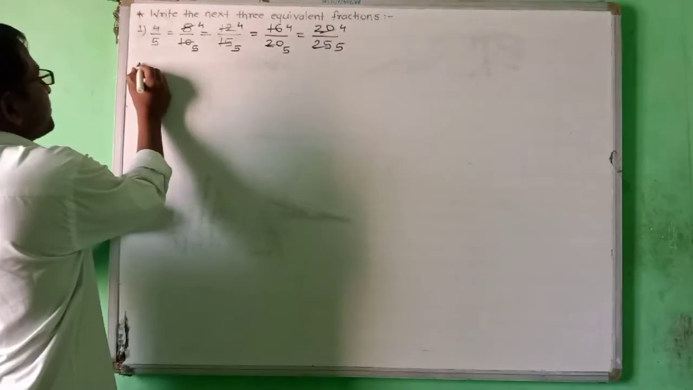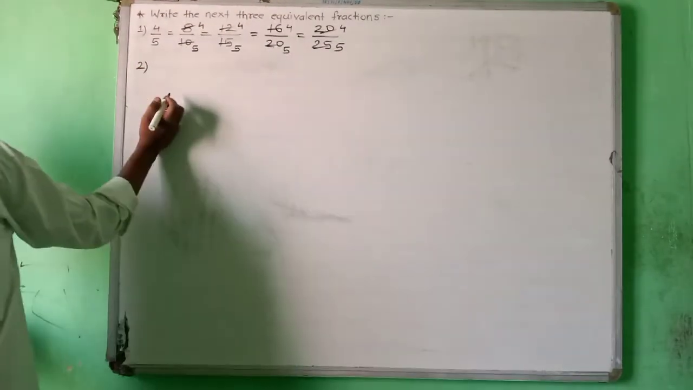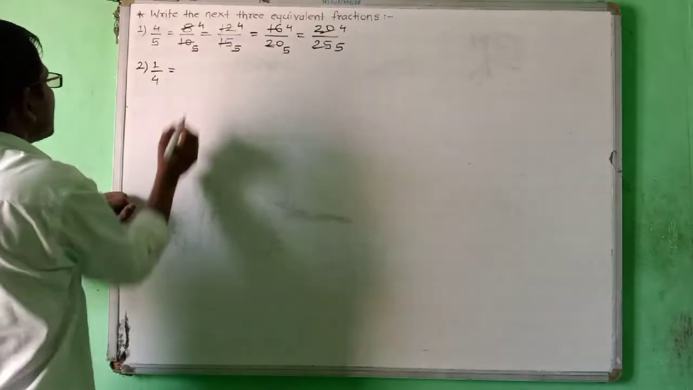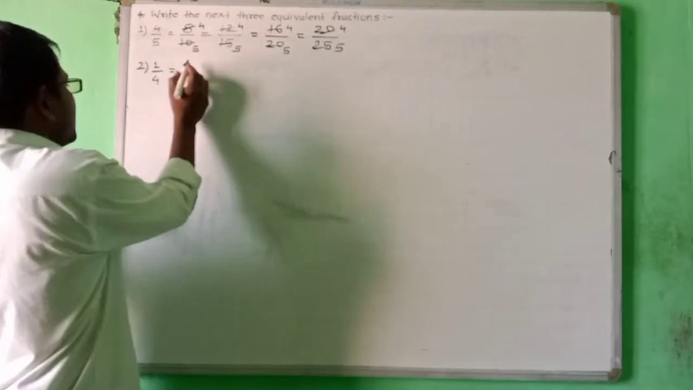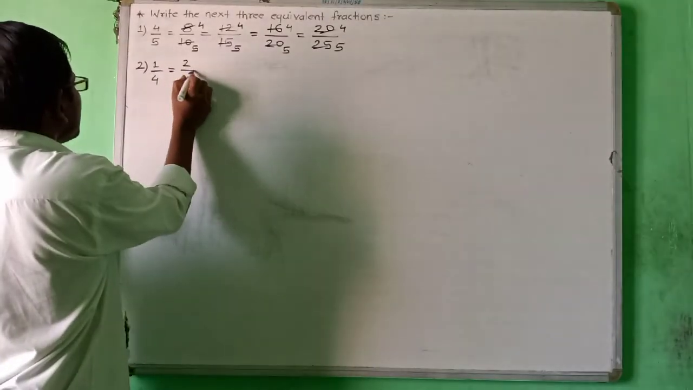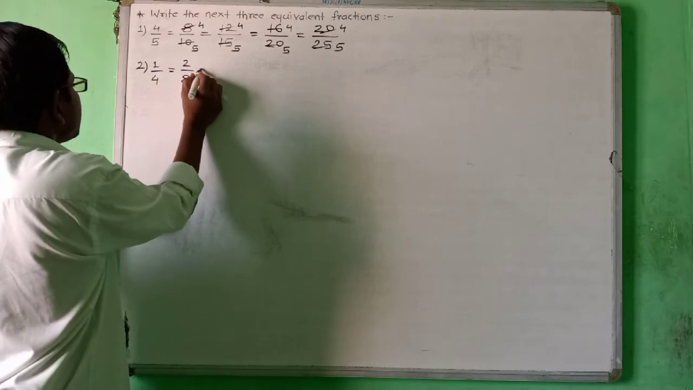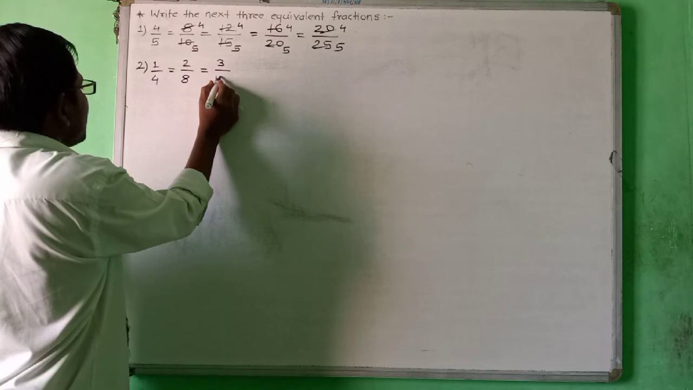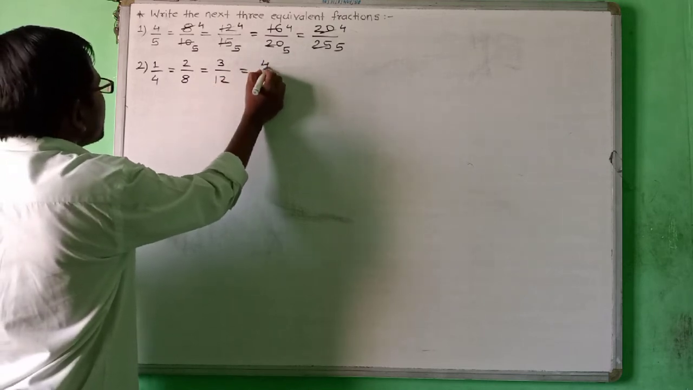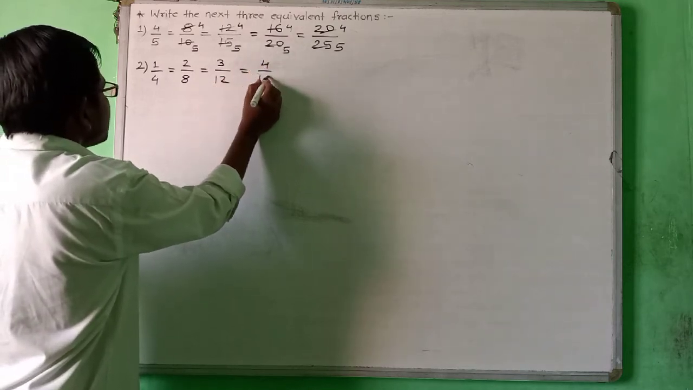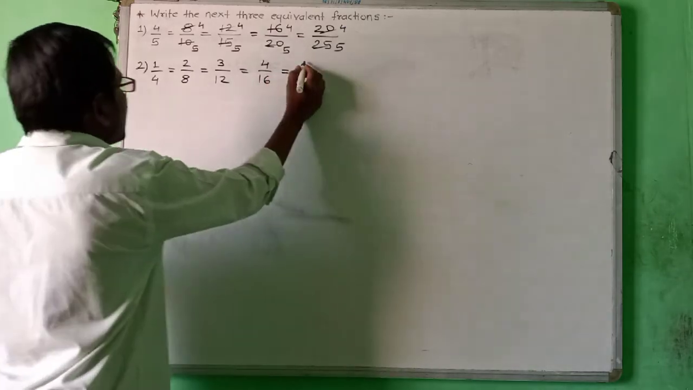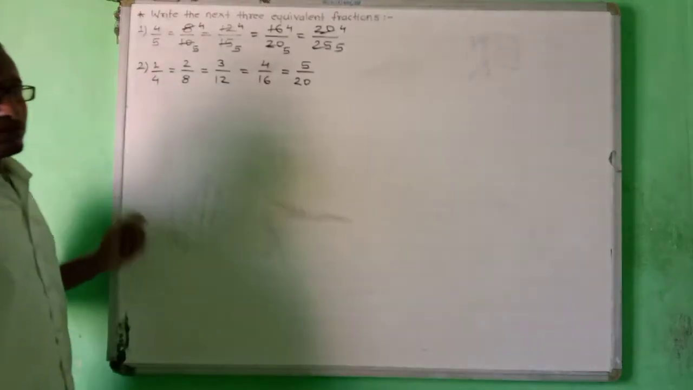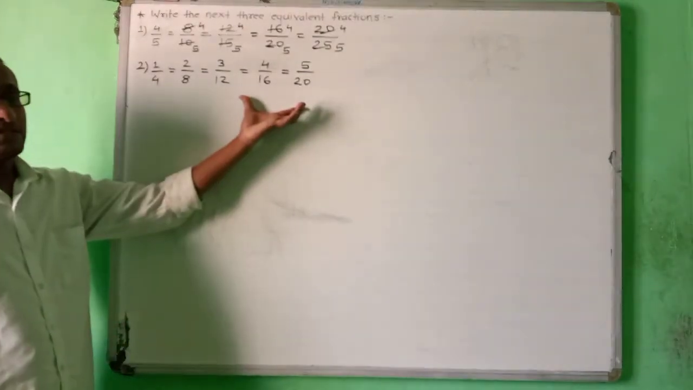See here, next example, 1 upon 4. 1 upon 4 is equal to, in the numerator you write the table of 1, so 2 upon 8 is equal to 3 upon 12 is equal to 4 upon 16 is equal to 5 upon 20. So all fractions have the same value.